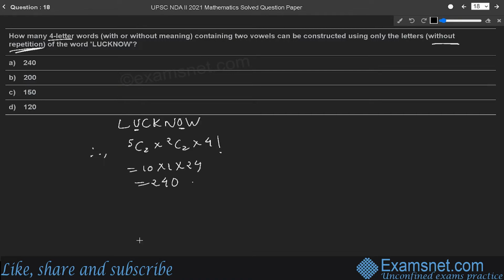So the correct option here is 240. Therefore, option number A is correct for the given question. I hope it is clear to you. And this type of question always comes in the exam. It is a must question. You just have to check that in the question, is it given that repetition is allowed or not allowed.